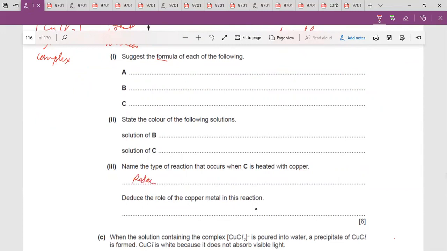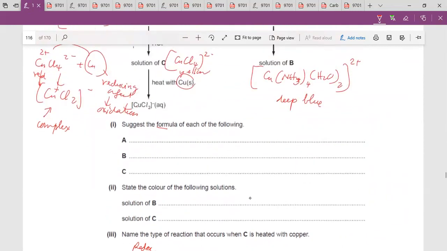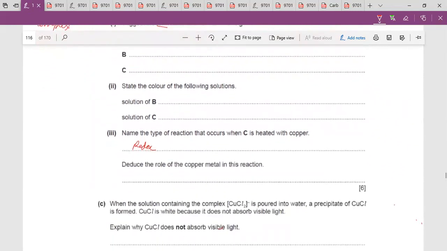Okay, deduce a role of copper metal. That means it acts as a what? It acts as a reducing agent, right? Reducing agent. Sometimes just that is not good enough. Say why redox? CuCl4 2 minus, which is here, you can put on top here 2 plus, is reduced to CuCl2 1 minus. This is what? Copper plus 1. Okay, right?